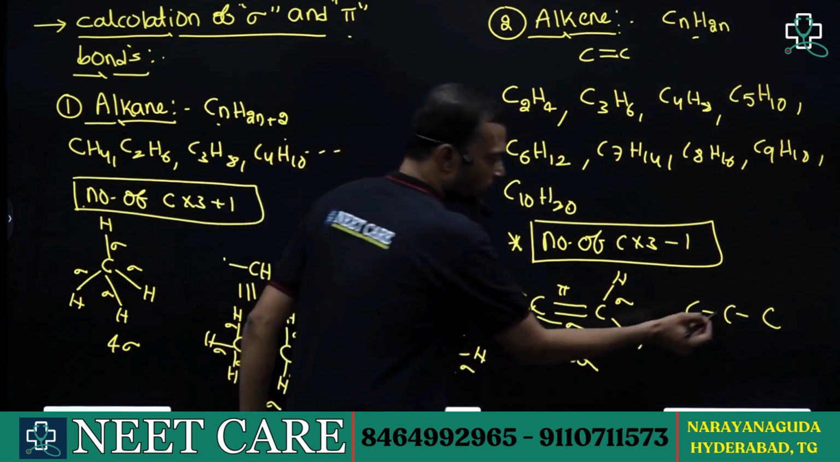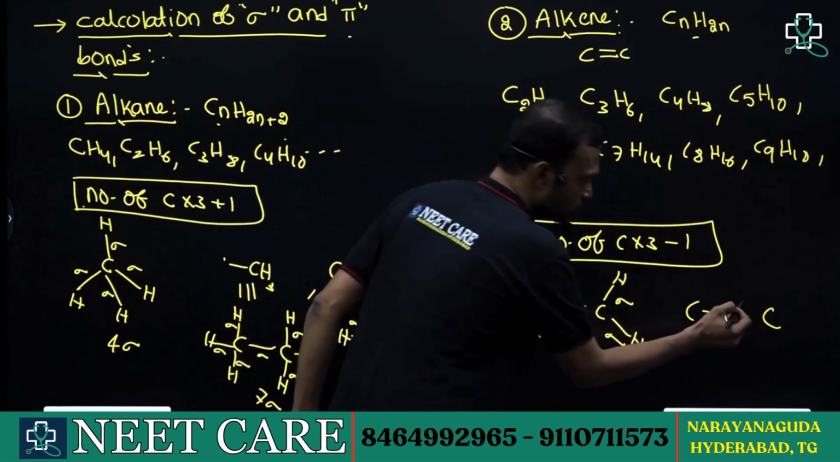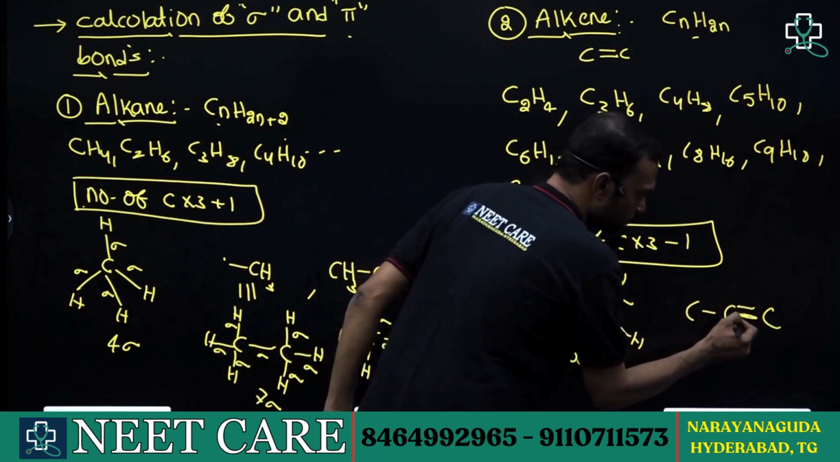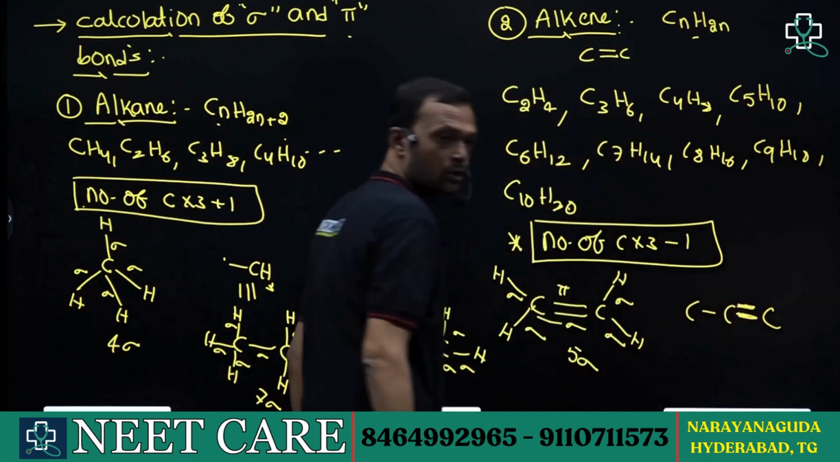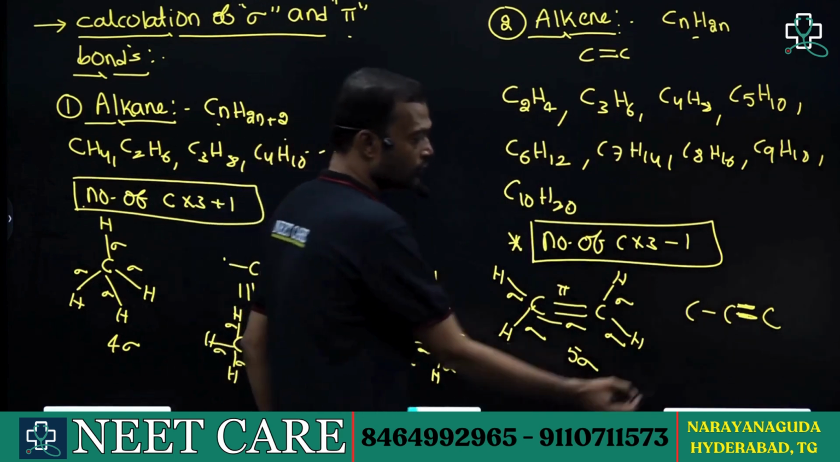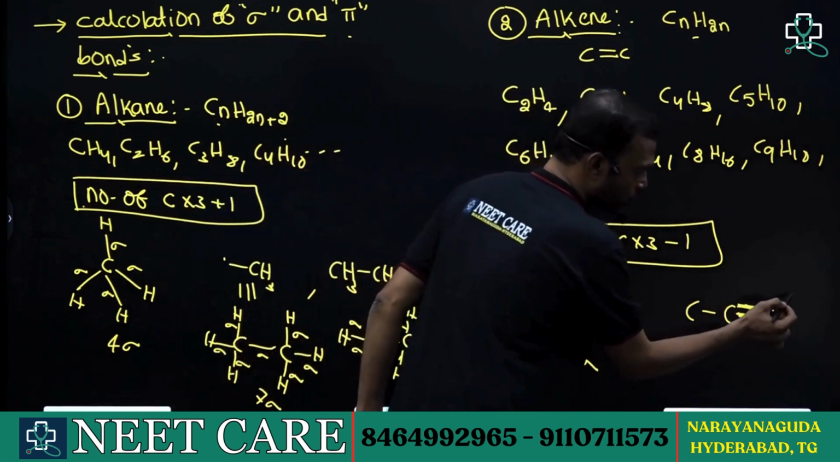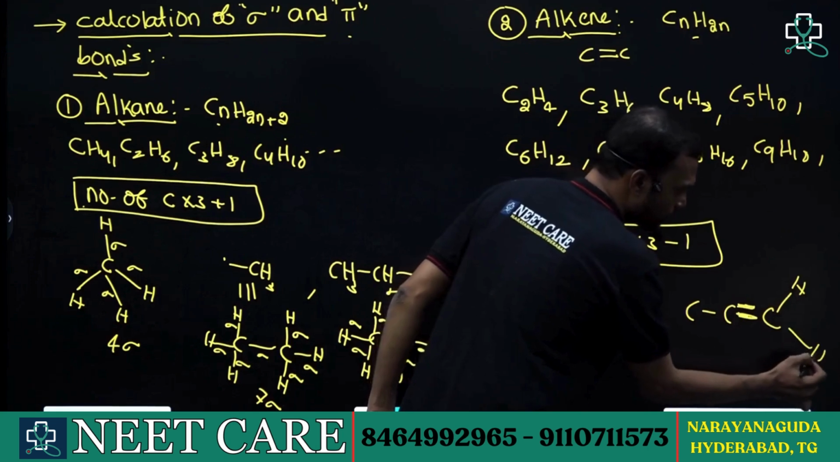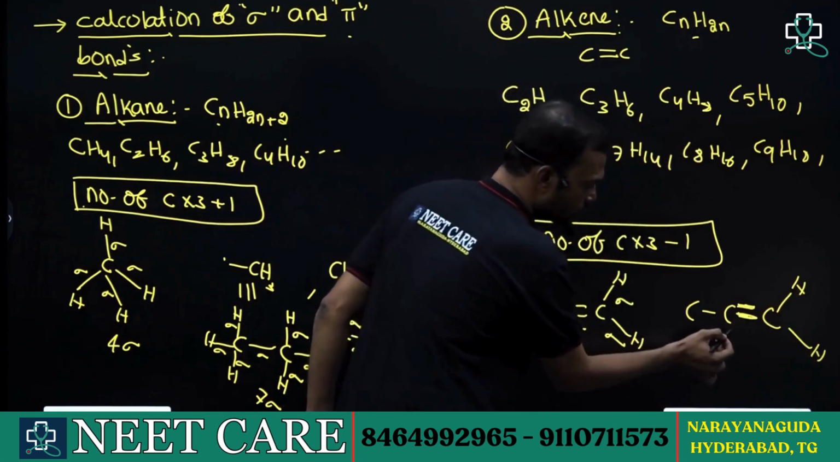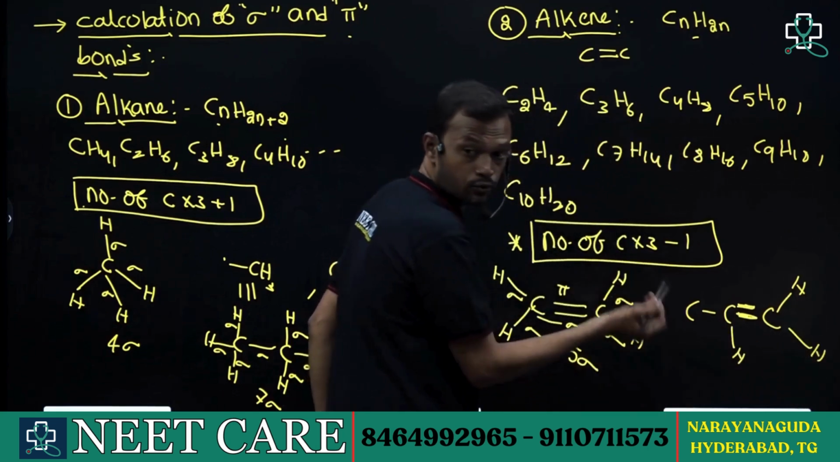So I am putting a double bond either this side or this side. Any side you can put. Suppose if I introduce a double bond here. Now balance with hydrogens. Here how many hydrogens are required? Here 2 hydrogens are required to get valency 4. Now here how many hydrogens are required? 1 hydrogen to get valency 4.